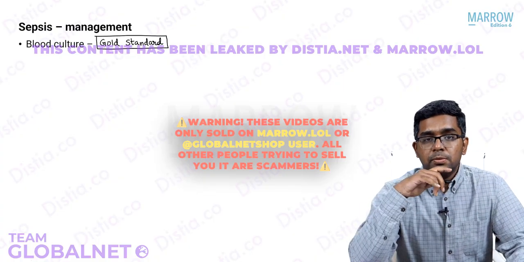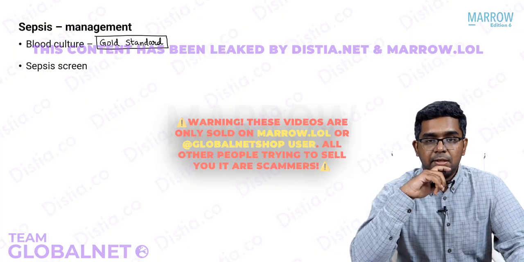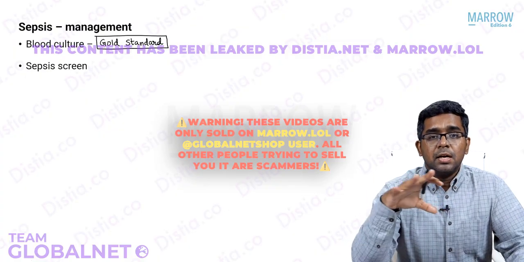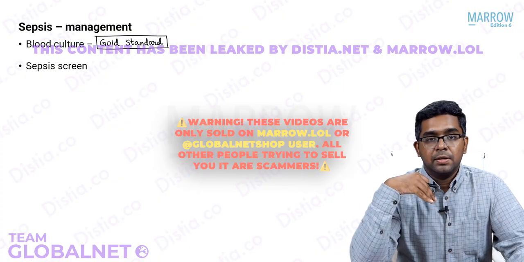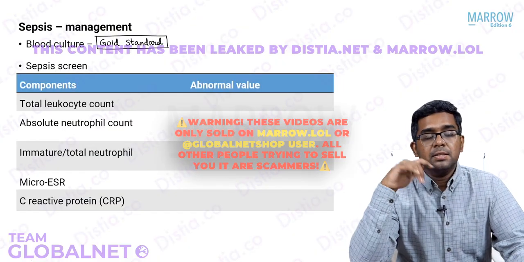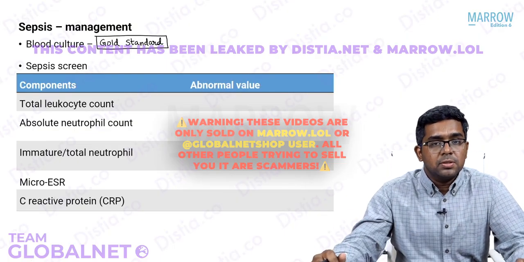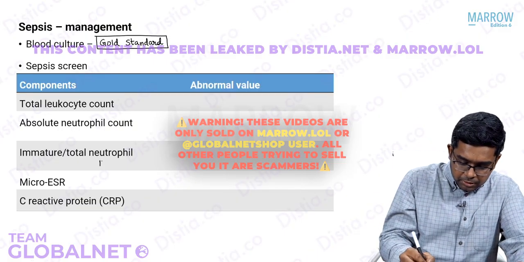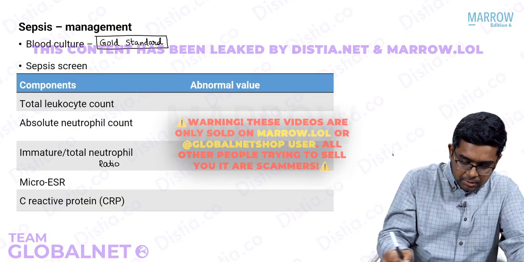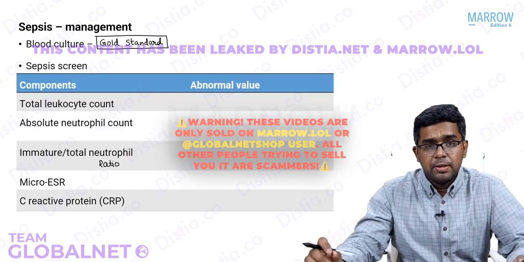Okay. We can also do something called a screening investigation, which we call sepsis screening, which basically includes our basic tests like blood counts, ESR, like that. And we have 5 parameters related to this, which are the components of sepsis screen: total leukocyte count, absolute neutrophil count, immature to total neutrophil ratio, micro ESR, and CRP. First is regarding the total leukocyte or the WBC count.